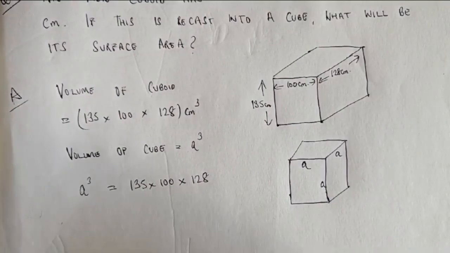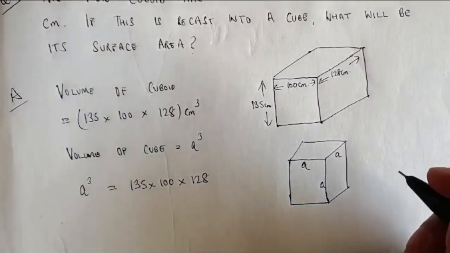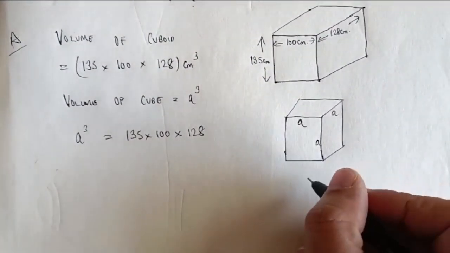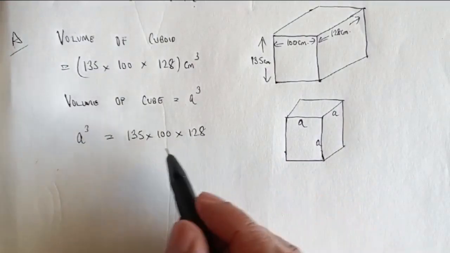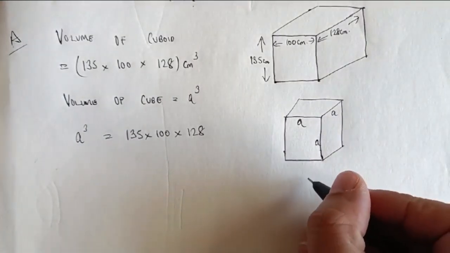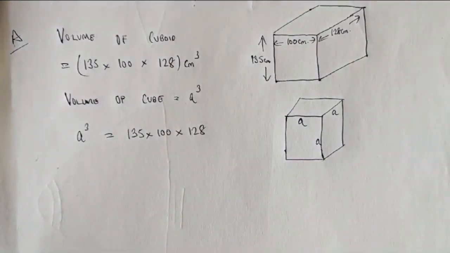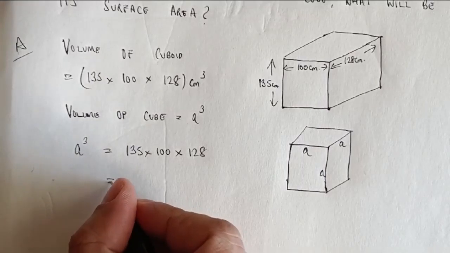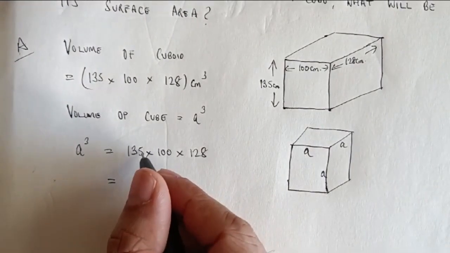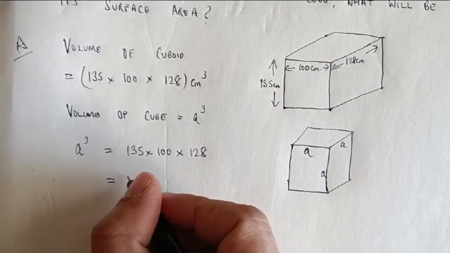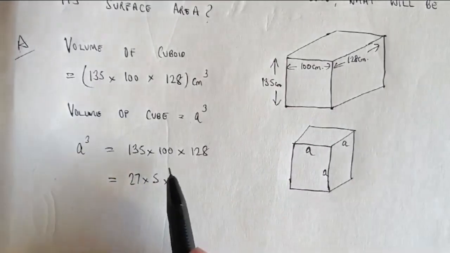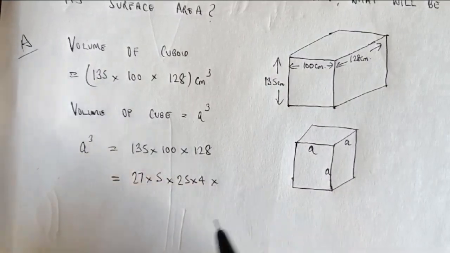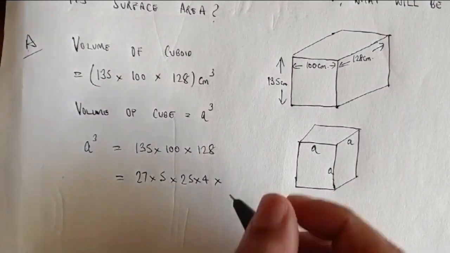Let's do some rough work here. 135 into 100 is equal to 13500. So in reality, all we have to do is 135 into 128. Instead of multiplying, we can write 135 as 15 into 9, or 27 into 5. And 100 is equal to 25 into 4, and 128 is equal to 64 into 2.